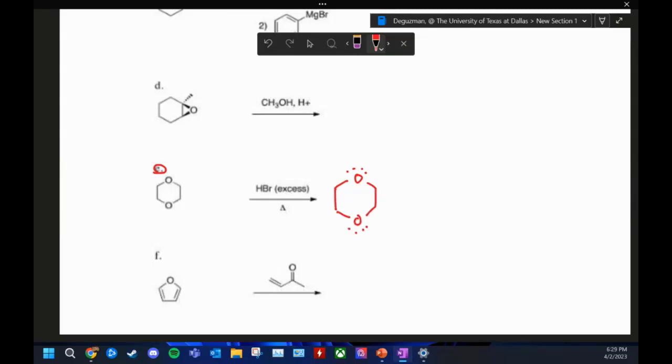Okay. Let's start on this. So here it looks like you have excess HBr. Now, to go about this, remember, a lot of these reactions are nucleophiles attacking electrophiles, right? So on the one on the left, what is nucleophilic about this molecule?